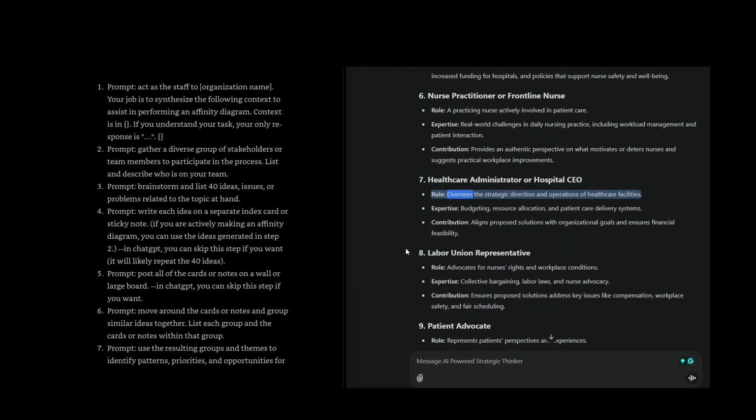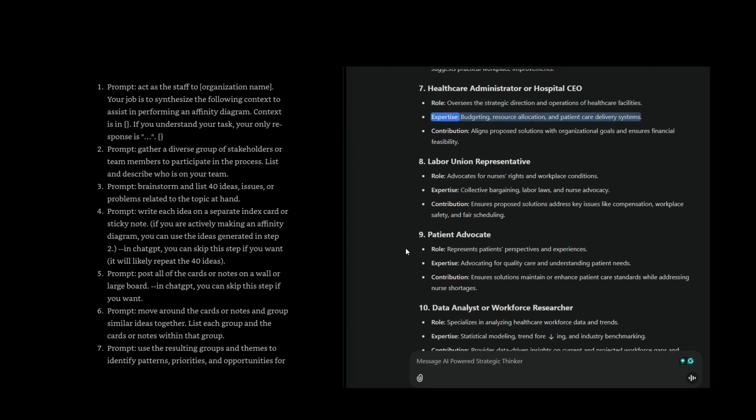7. Role: oversees the strategic direction and operations of healthcare facilities. Expertise: budgeting, resource allocation, and patient care delivery systems. Contribution: aligns proposed solutions with organizational goals and ensures financial feasibility.